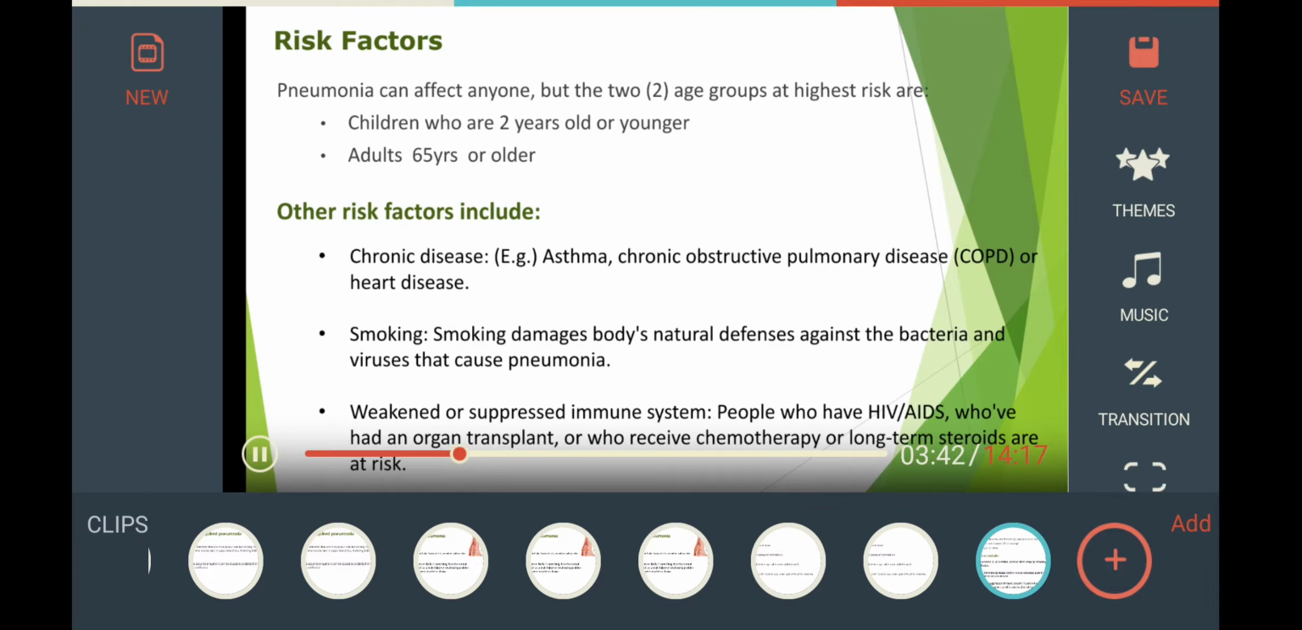Risk factors: pneumonia can affect anyone, but the two age groups at highest risk are children who are 2 years old or younger and adults 65 years or older. Other risk factors include chronic disease such as asthma, COPD, or heart disease. Smoking, a weakened or suppressed immune system, people who have HIV or AIDS, who have had an organ transplant, or who receive chemotherapy or long-term steroids are at risk.